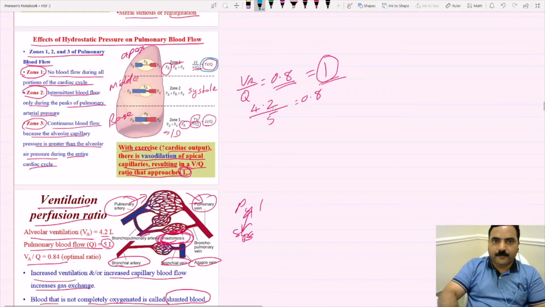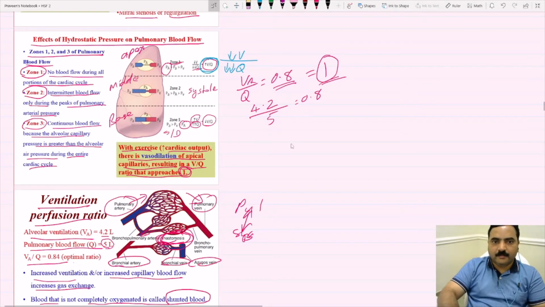Here the perfusion is too less. The perfusion is very much less compared to ventilation. Both of them are less, but perfusion is more less than the ventilation. That's why what happens to the V by Q ratio? You have an increased V by Q ratio.